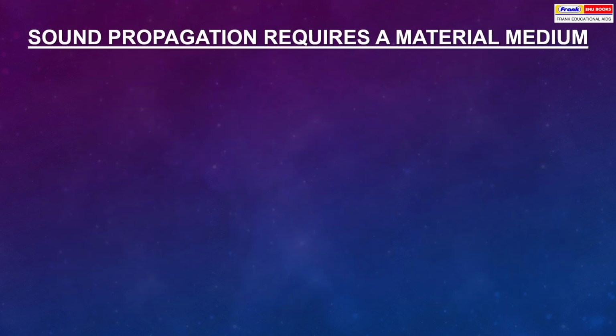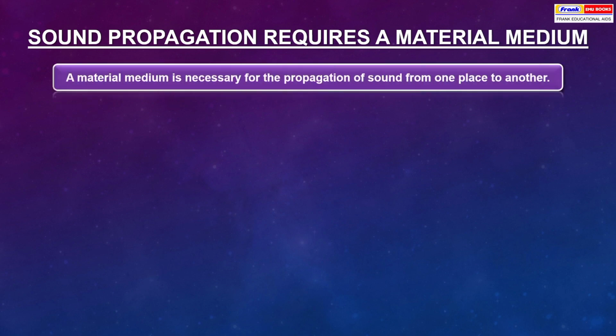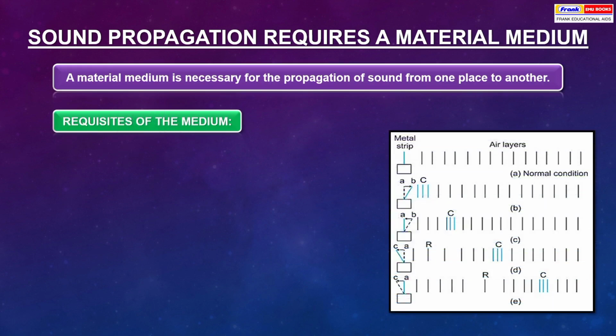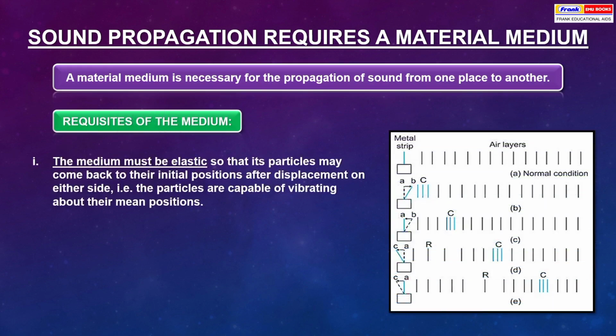Now, sound propagation requires a material medium. A material medium is necessary for the propagation of sound to travel from one place to another. Requisites of the medium: it must be elastic so that its particles may come back to their initial position after displacement on either side, that is, the particles are capable of vibrating about their mean positions.